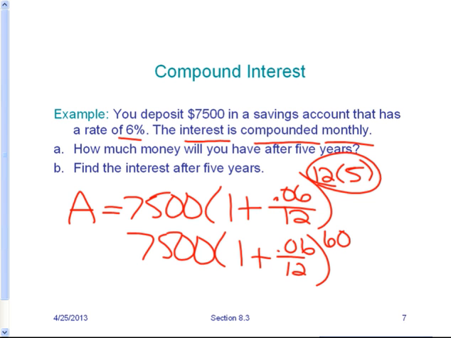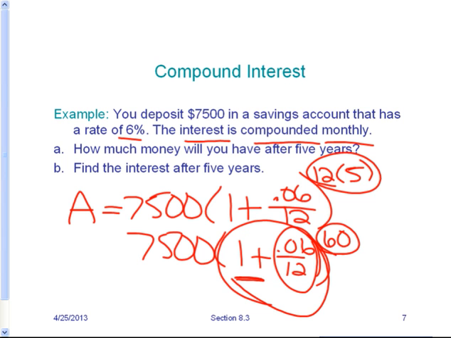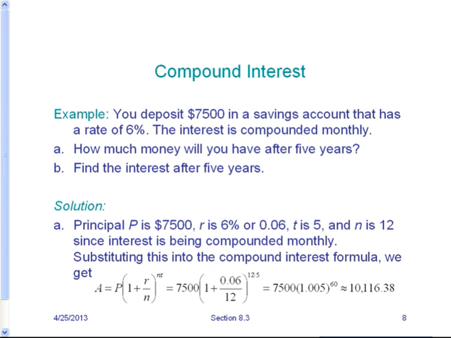Next thing you're going to do is take 0.06 and divide it by 12. Keep that number in your calculator. Add 1. Still keep the number in your calculator. Raise that number that you have in your calculator to the 60 power. And finally, multiply by 7,500. And you should have approximately $10,000 in the bank.